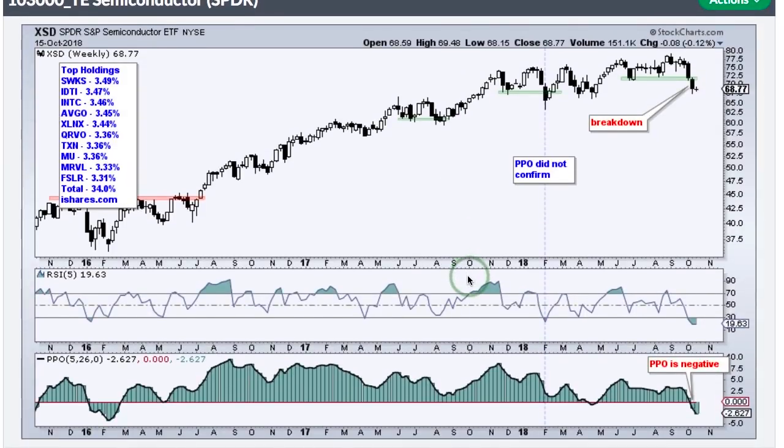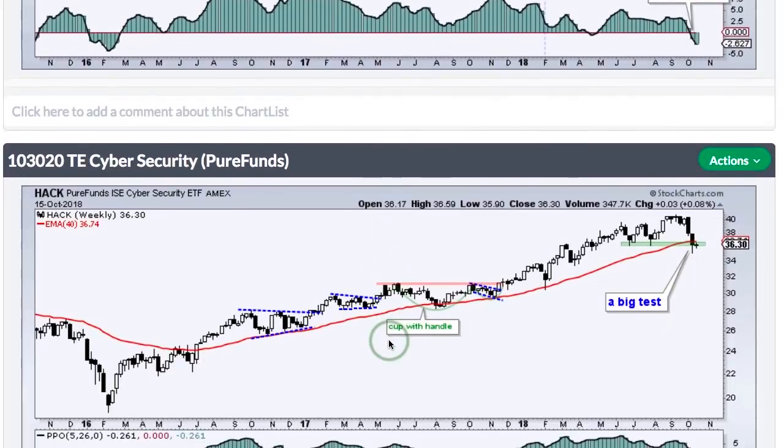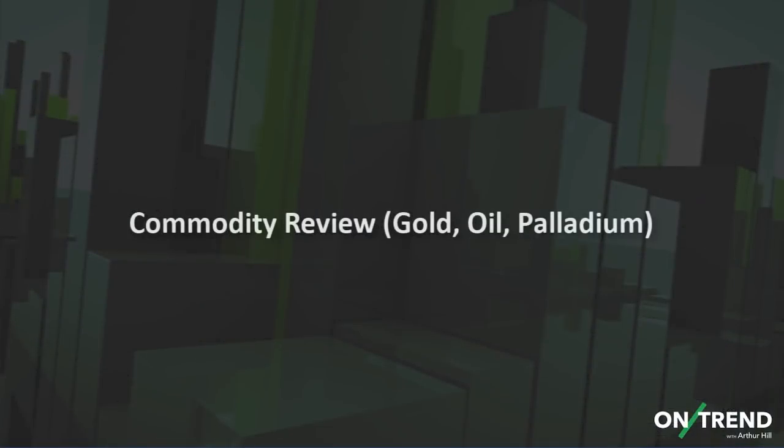And if we look at XSD, which is the broader based semiconductor ETF, there you can see the holdings on the left are more equally weighted. We had a breakdown here with this move below the summer lows, and the PPO also turned negative last week, and RSI hit its lowest level in over 3 years. So that's how strong the selling pressure is. So we have a clear breakdown in semiconductors, and I think this could weigh on the rest of the technology sector. Now let's turn away from stocks and look at gold, oil, and palladium.